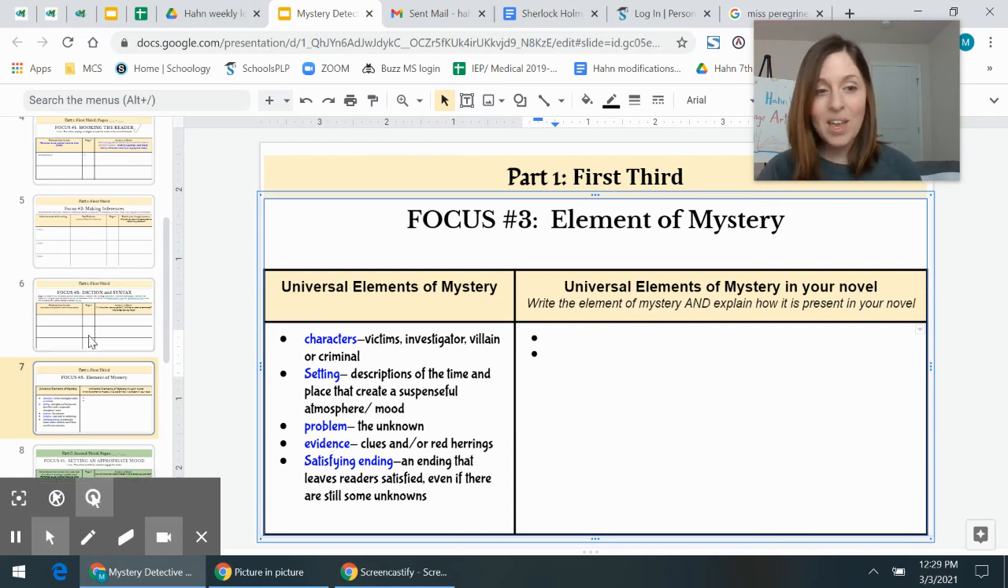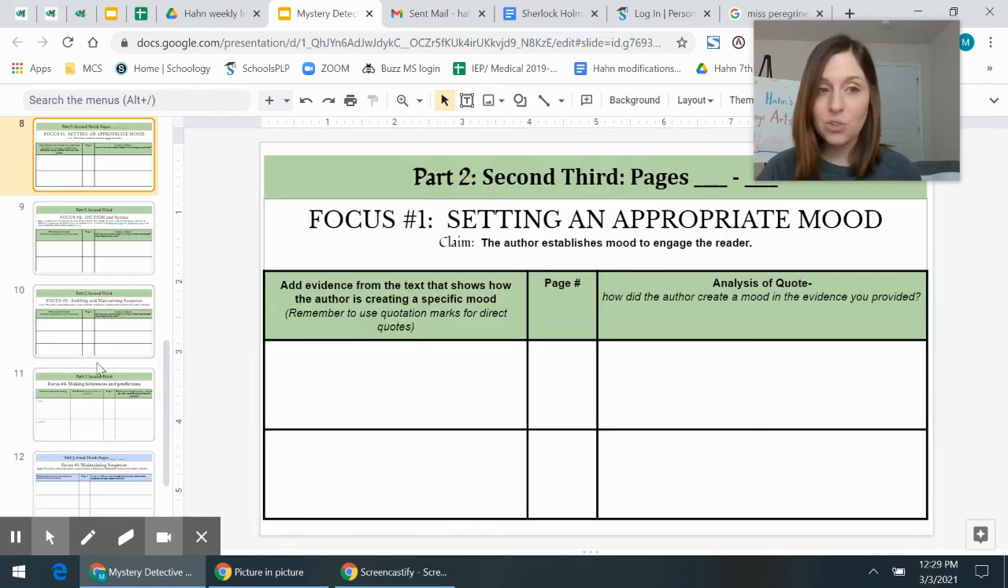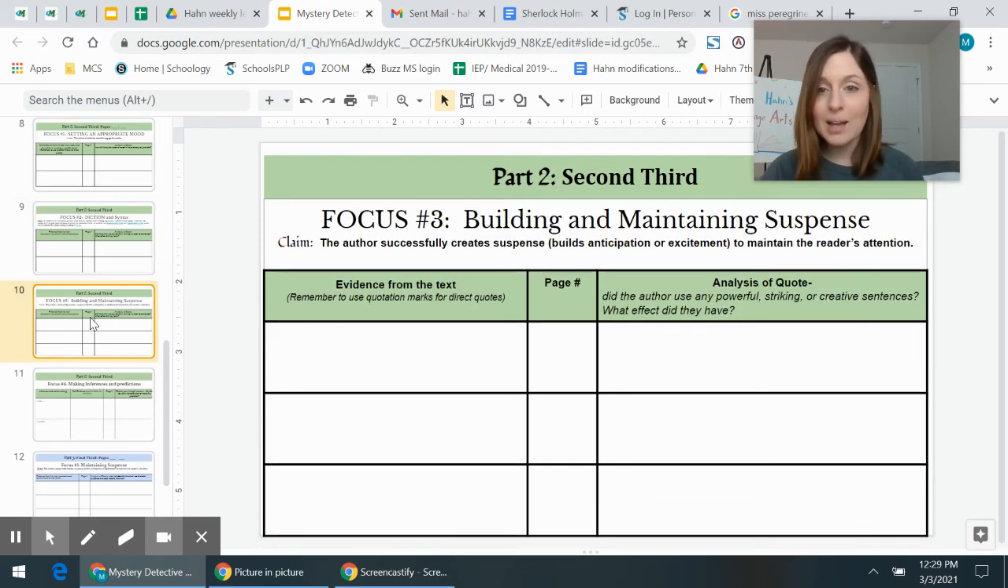Then in week 2, next week, you're going to be working on the green slides. There aren't any intro slides this week, so just the green slides. You're going to be talking about setting an appropriate mood, diction and syntax again. How does the author maintain suspense? Not just build it, but how does the author keep that suspense going in the second part of the book, in the middle of the book?